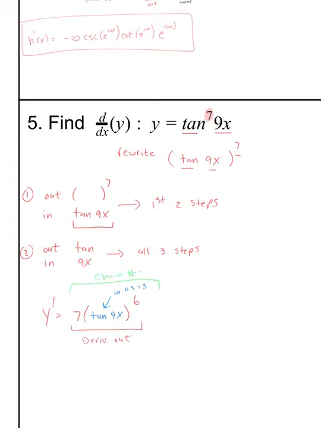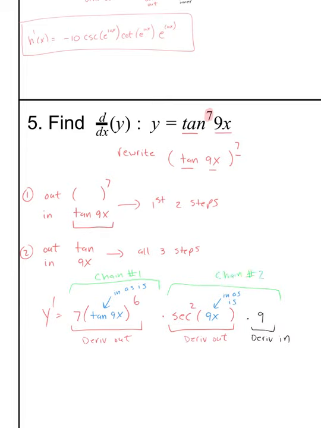Now you start over. Right here, the derivative of the tangent is secant squared of something. That is the derivative of the outer. We plug in the inner as is, 9x. So that's the inner as is. And we multiply everything finally by the derivative of the inner. The derivative of 9x is times 9. And that is the derivative of the inner. And this is chain number 2. So this is a tough one.